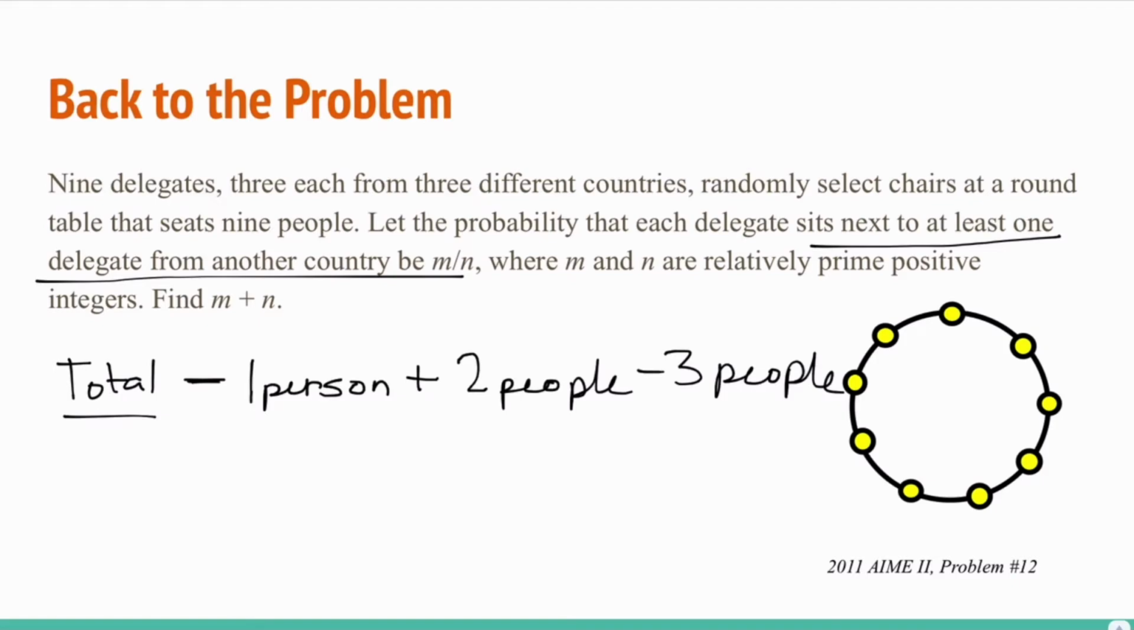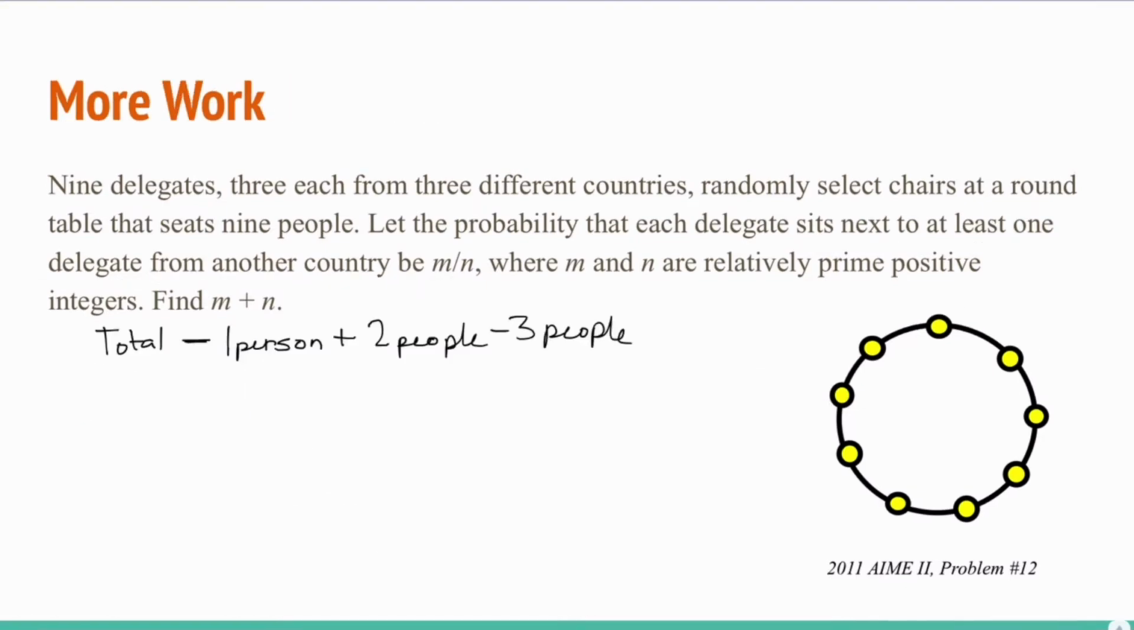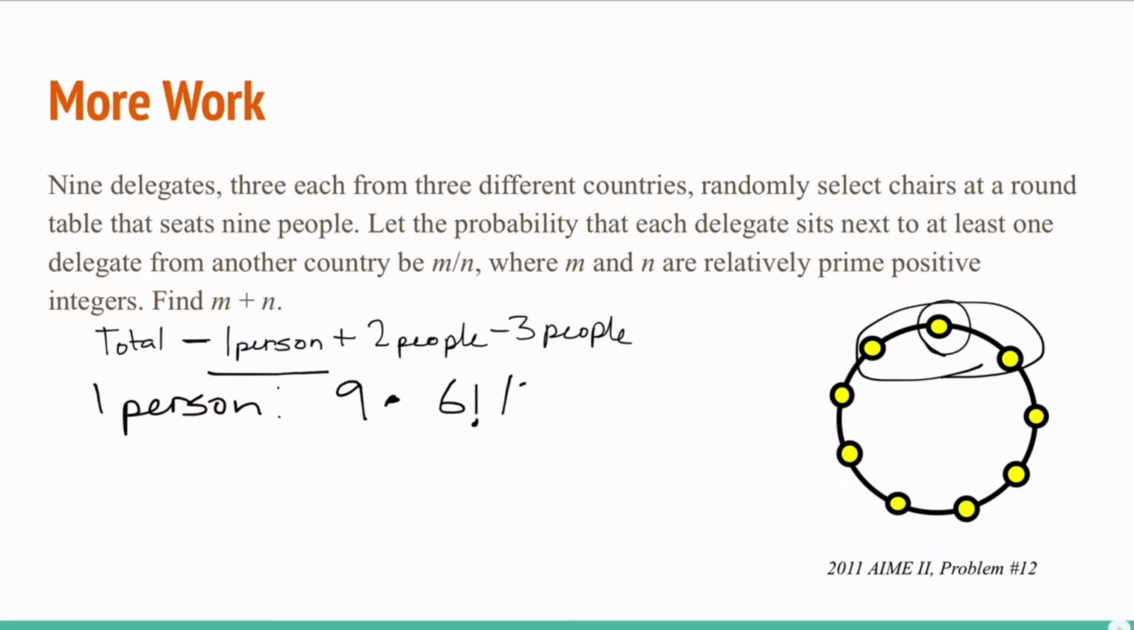For the total, there's just 9 factorial ways of arranging all 9 people, and since we can consider them to be indistinguishable, 3 factorial ways for each country to order them. To find the number of ways that one person is not seated correctly, since if someone is not seated correctly, they have to be in the middle of a group, it has to be 9 ways to seat a group times 6 factorial divided by 3 factorial and divided by 3 factorial again. And this times 3 since we can choose 3 groups.